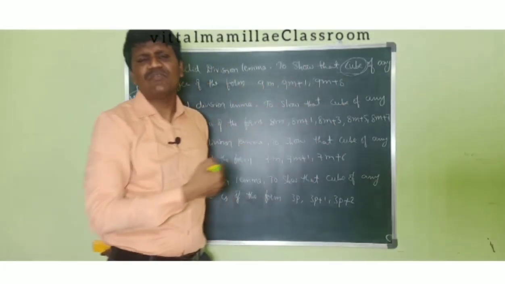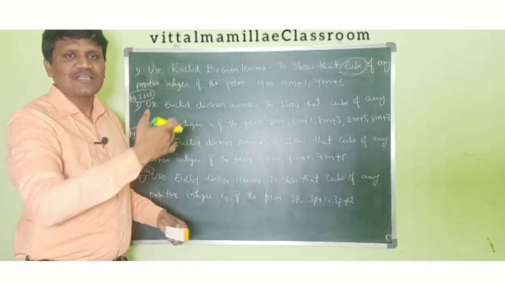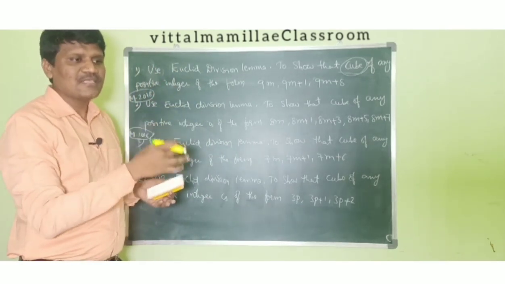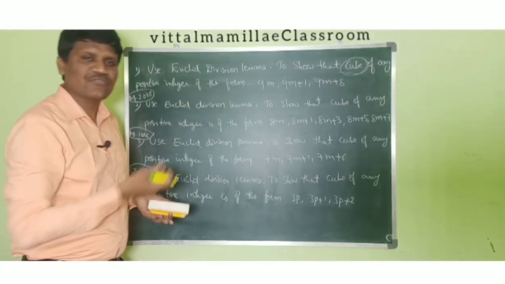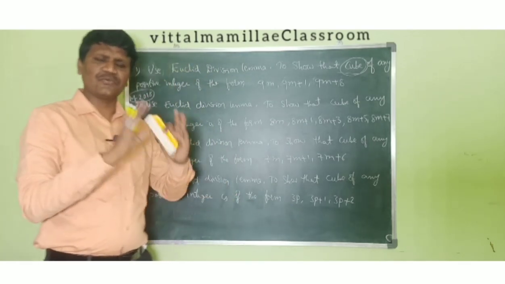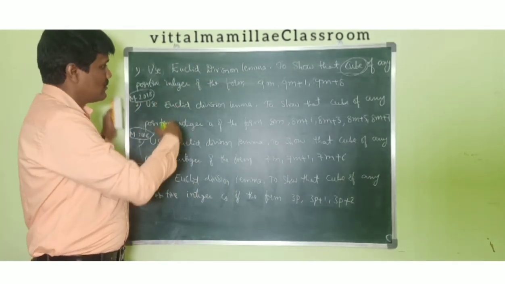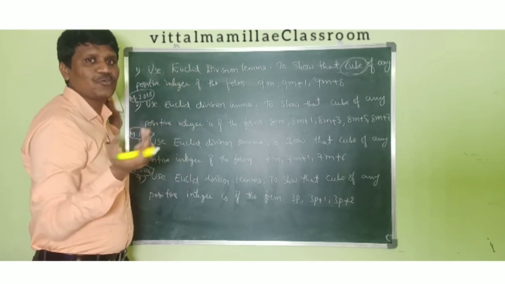In the previous problem we have seen square of any number. For square of any number, everything we are doing is the same: a is equal to bq plus r, and after writing that we squared it. Now here what we should do? We should cube it. That is the only difference. Remaining everything will be the same. But most of the time, questions based on the cube are the ones asked.